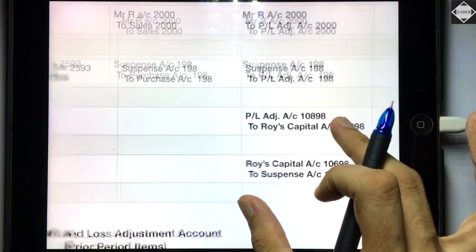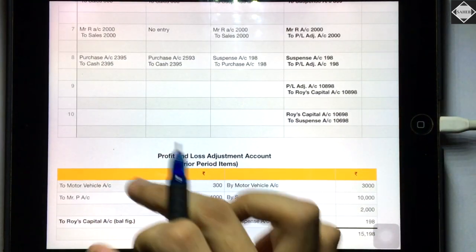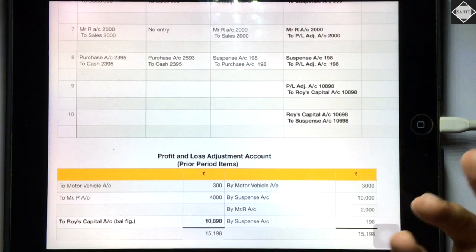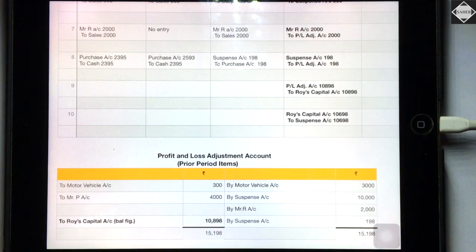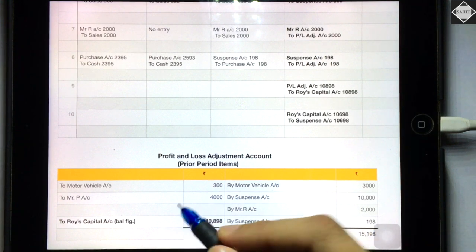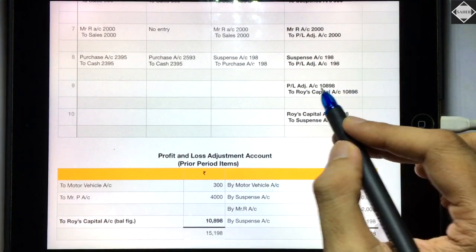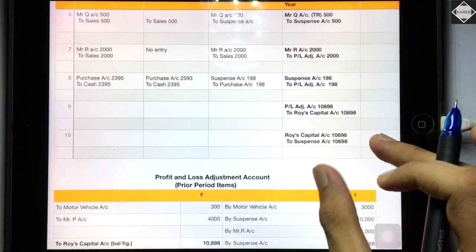But if, for example, P&L adjustment had debit balance, let's just say debit was more, and this came over here, then that means it had debit balance. Then here P&L adjustment would have been credited. Is that clear? Because P&L adjustment has to be closed off, and it has to move to the capital account. Is that clear? So this entry you will pass, and then you have to open the suspense account.